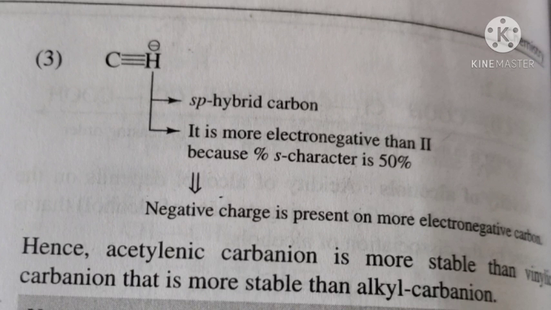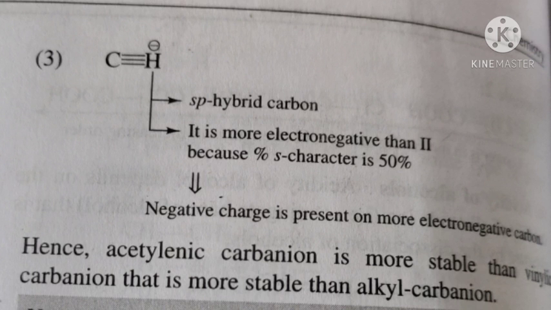And the next one is the acetylenic carbanion. In the acetylenic carbanion, the carbon is an sp hybrid carbon and it is more electronegative than the second. The percentage of s character in an sp hybrid carbon is 50%. So the negative charge is present on a more electronegative carbon. Hence the acetylenic carbanion is more stable than the vinylic carbanion, which is more stable than the alkyl carbanion.